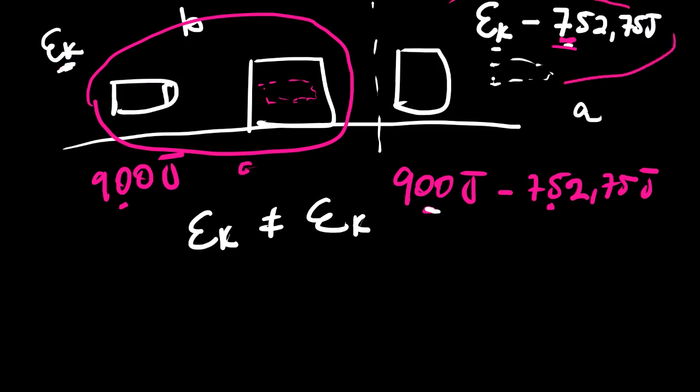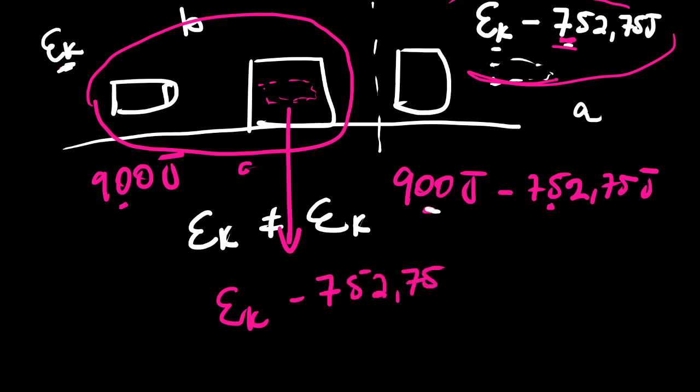This situation, it's where we have EK minus 752.75 joules. Because here we no longer have a bullet-block system, we have two objects. But looking at a bullet-block system, it's when the bullet is inside the block. That is when we have this.